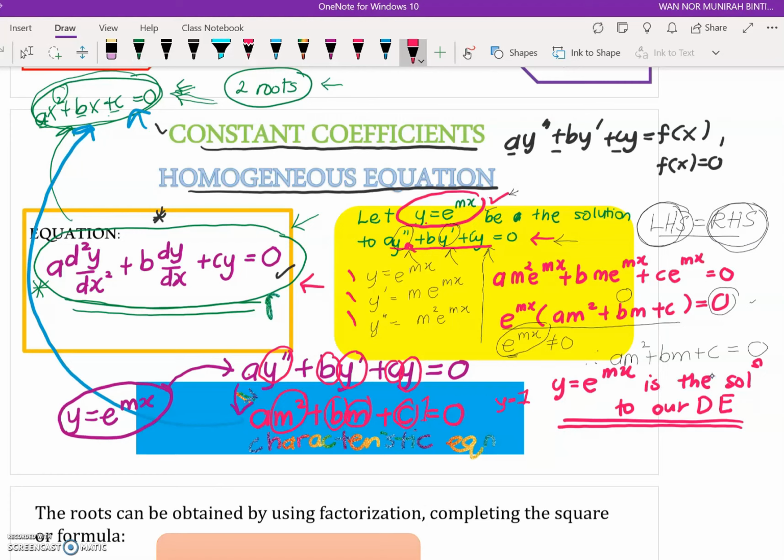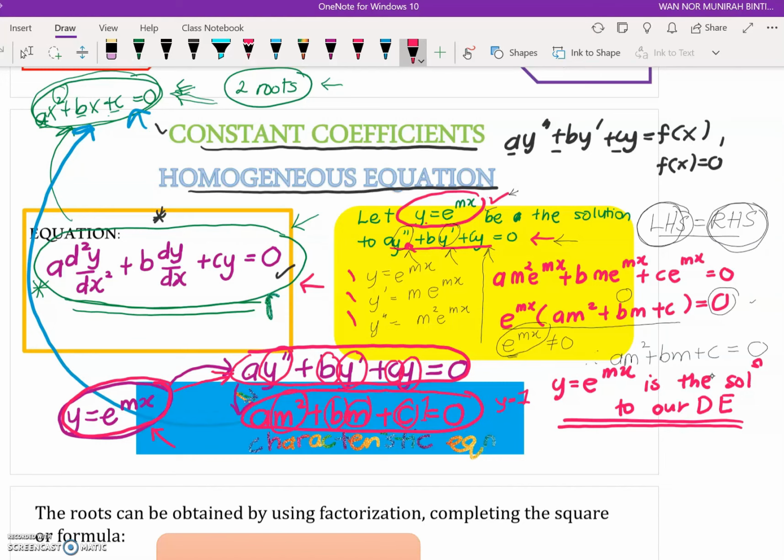Okay, so after that we can try to find the solution of the homogeneous equation by holding the principle that y equals e^mx is the solution, and then this is your differential equation, and then this is your characteristic equation. This is how we prove am square plus bm plus c equals 0 by letting y equals e^mx be the solution to your differential equation.